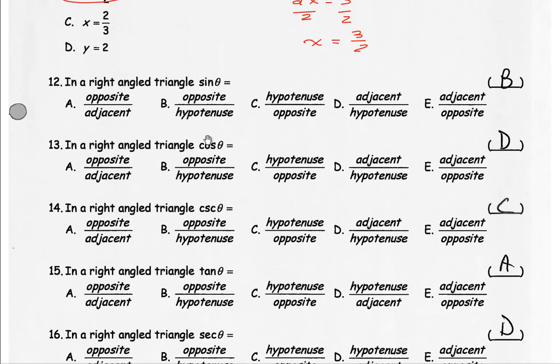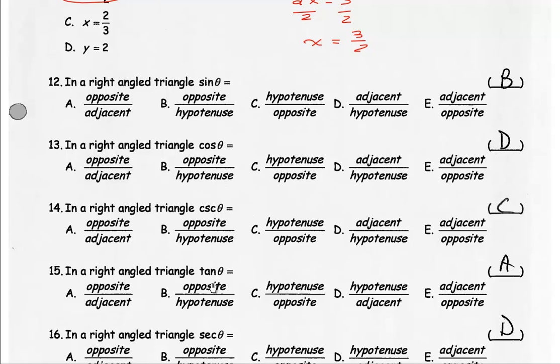On to some trigonometry now in the next several questions. And this is really SOHCAHTOA, or the definition of sine, cos, tan, etc., all those. Sine is defined to be opposite over hypotenuse, so B is the correct answer for number 12. Cosine is adjacent over hypotenuse, which is D here. Now, cosecant is the reciprocal of sine. So if sine is opposite over hypotenuse, then cosecant would be hypotenuse over opposite, which is the C answer here.